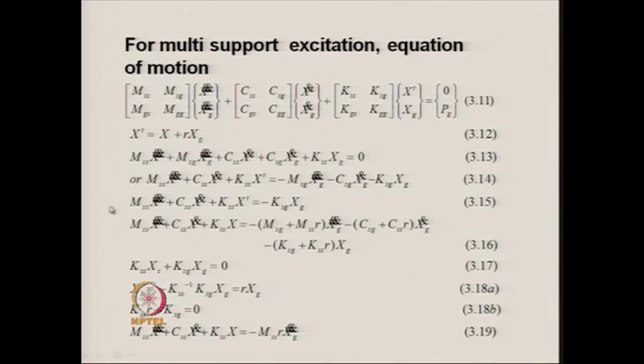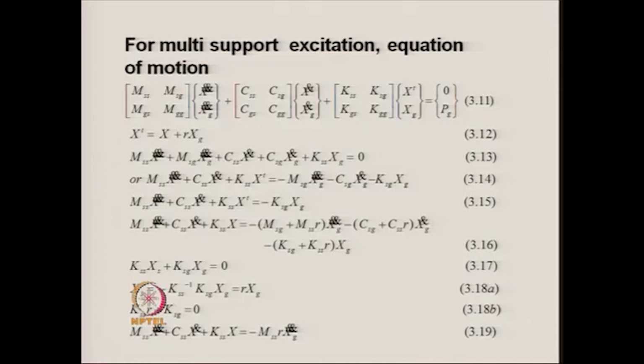Now, if I keep all the total displacement terms on the left hand side, that is associated with the non-support degrees of freedom, then the left hand side of the equation becomes MSS x double dot T plus CSS x dot T plus KSS xT, and this is equal to minus MSG into x double dot G minus CSG into x dot G and minus KSG into xg.